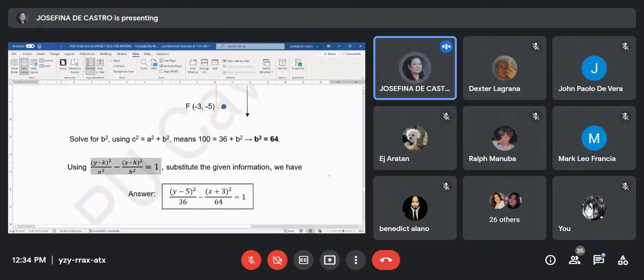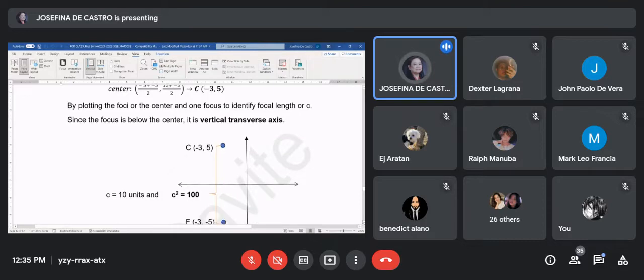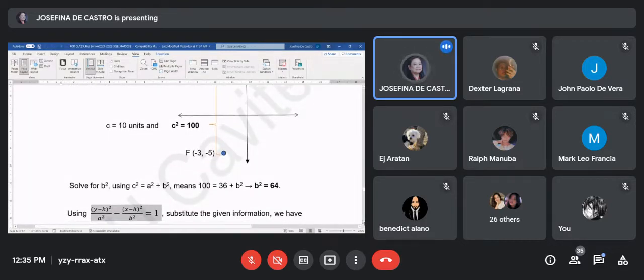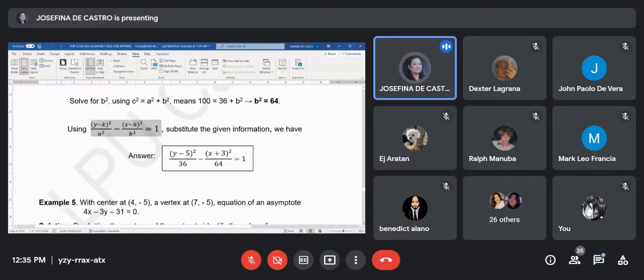Then, ilagay na po yung dapat ilagay. So, ang center mo ay negative 3, 5. O, so, una si Y. So, ang magiging answer mo ay Y minus 5 (h, k). Kaya ang una, Y minus 5 quantity squared over 36 minus quantity X plus 3 quantity squared over 64 is equal to 1. Okay po?